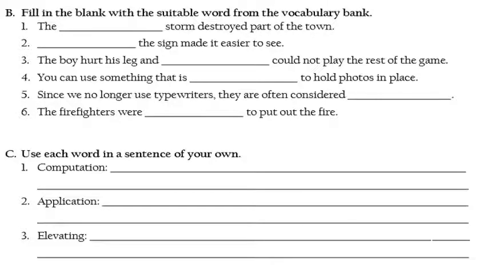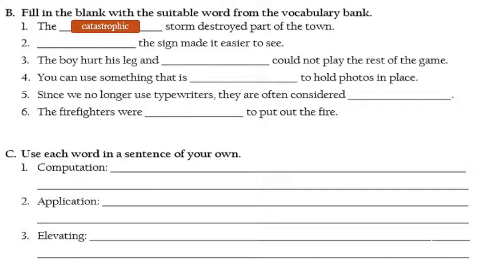The second exercise, B, fill in the blank with the suitable word from the vocabulary bank. Number one, the storm destroyed part of the town. So I have a storm and it destroyed a part of the town. How could I describe the storm? Catastrophic.